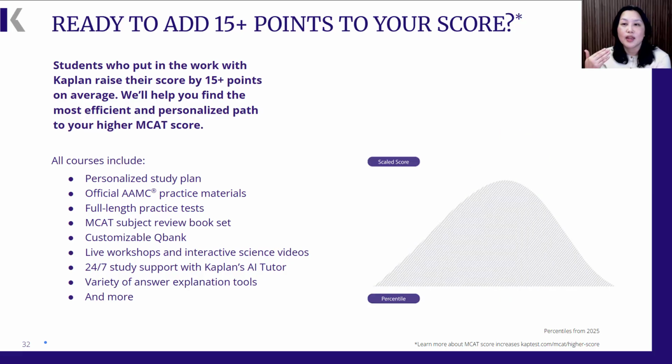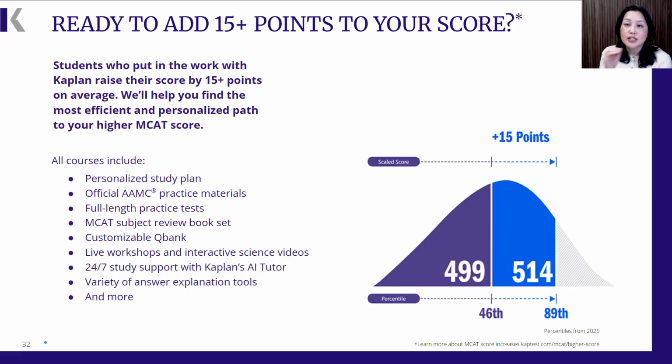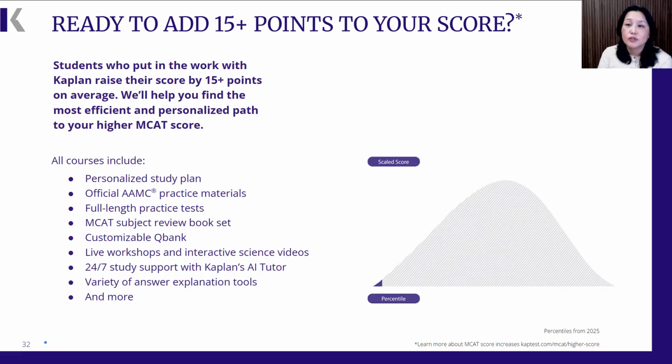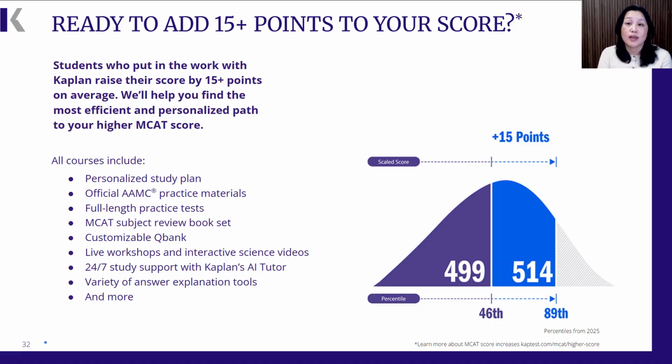So all courses come with a personalized calendar that you saw, all of the official AAMC practice materials, so you don't have to purchase that in addition. A ton of practice tests, subject review book access. You've got the Q Bank, like I showed you a little bit earlier. You can drop into workshops, so 1-hour sessions that we run all year long that you can have access to with all of the great instructors. A lot of support with that AI tutor that I mentioned, tons of answer explanation tools, and way more than that. So if you are interested in investing into a course, I definitely recommend something like this. It covers all your bases. You don't have to look for additional resources because it is an all-in-one package.